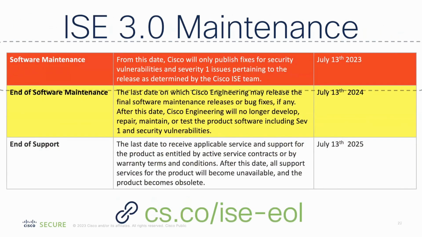And 3.0, starting from July 13th, next week, is coming into software maintenance. What does it mean? From that date onwards, Cisco is only going to publish security vulnerabilities and Sev1 issues, if at all we have them on 3.0. With that said, if you are on 2.7 or 3.0, you have to move to the latest versions. That's the main intent here.